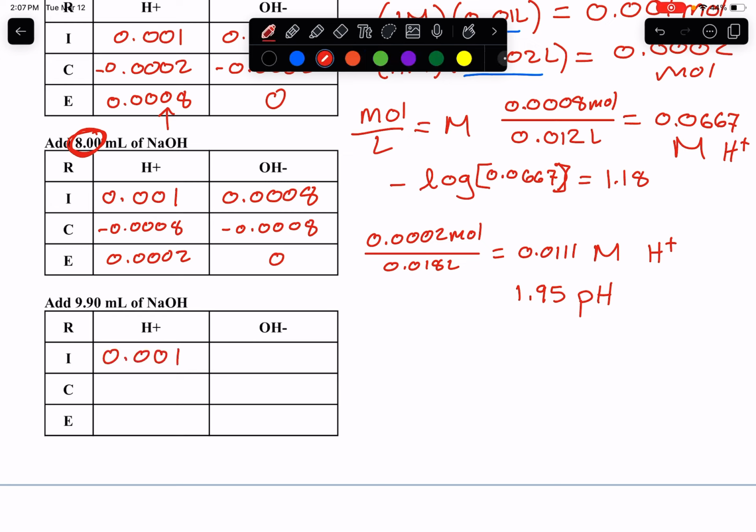So now we have 0.1234 and then a 1 and 0 here. So our moles is 0.0001 moles of H plus left over after we have reacted all 9.9 milliliters of the sodium hydroxide. And our total volume is now the 10 plus 19.9, which is 0.0199 liters. Our molarity is this, and that's of the H plus or hydrochloric acid. Take the negative log of that, and the pH is now 3.30.